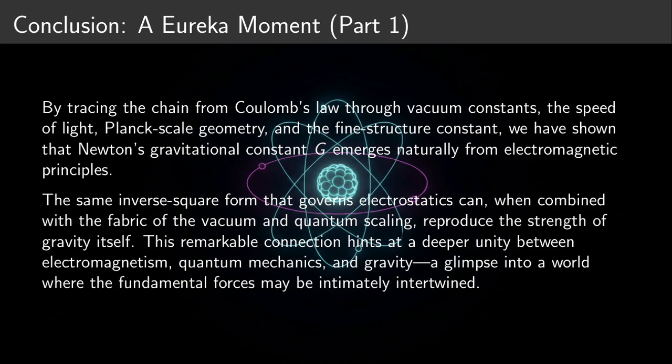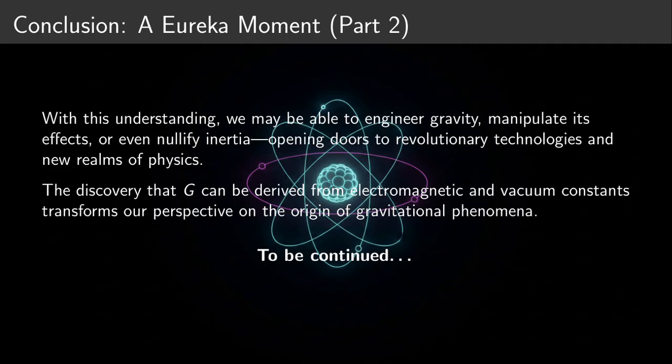The same inverse square structure that governs electrostatics can reproduce the strength of gravity when scaled through the vacuum and the Planck domain. This suggests a deeper unity among the fundamental forces. Conclusion: a eureka moment. With this understanding, we may one day be able to engineer gravity, manipulate inertial effects, or unlock new technologies. The realization that G can be derived from electromagnetic and vacuum constants reshapes our view of gravitational phenomena. To be continued.